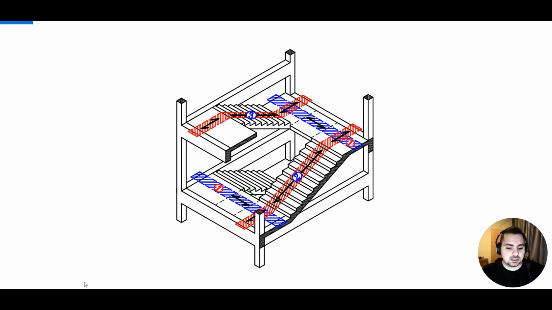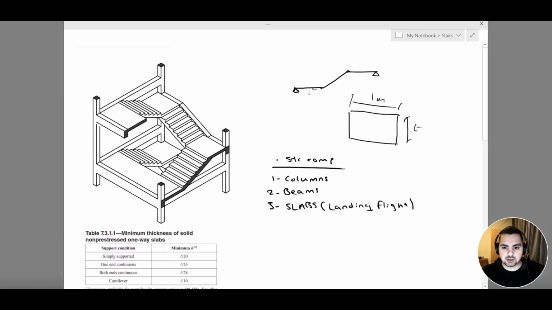So basically, if we go back to this image, we have this support, then the landing, then stairs, then landing, then this support. So I only have supports at start and at end. I do not have any intermediate supports. This is one thing that we can conclude for sure.